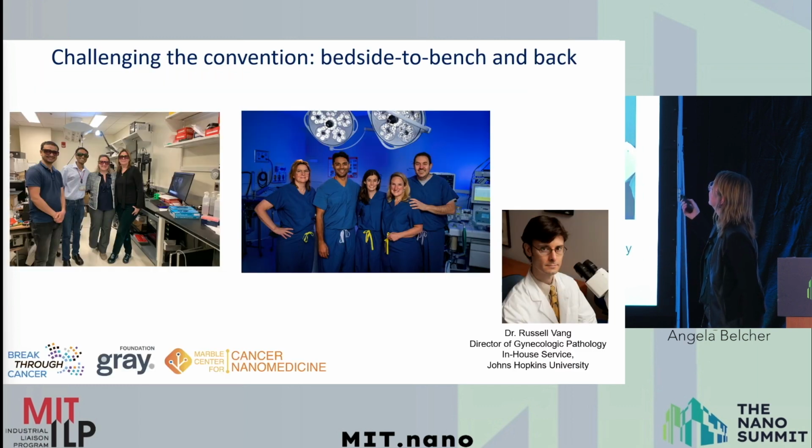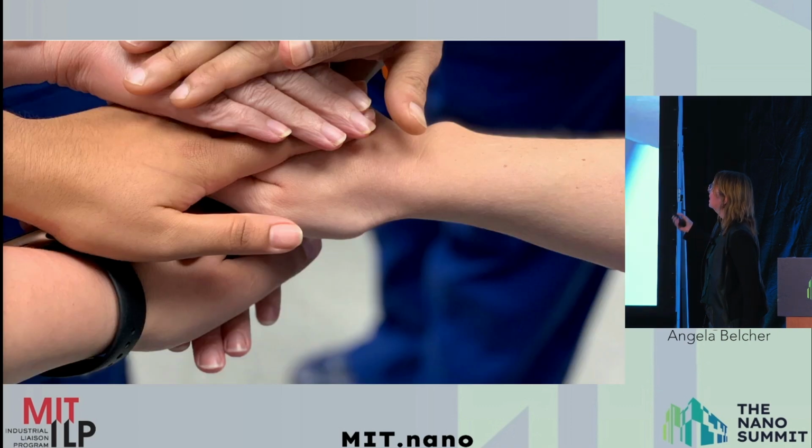We say this is bed to bedside and back again, but it is a team effort. It's a team effort of all these scientists and engineers, physicians, and the patients. The patients are an active and important part of this.